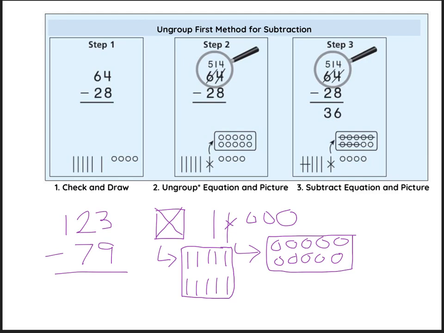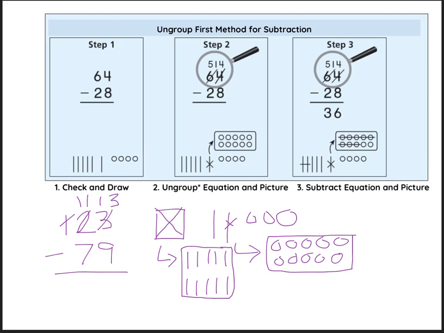Now I've ungrouped my picture, but I need to make sure I ungroup my equation. So watch how I do that. I no longer have 3 ones, I have 13 ones. So I've rewritten that. I no longer have 2 tens because I ungrouped a 10, but I also got more tens from my 100. I see I have 11 tens. And I no longer have 100. I've used that up, so I can cross that out as well. Now my equation matches my picture.